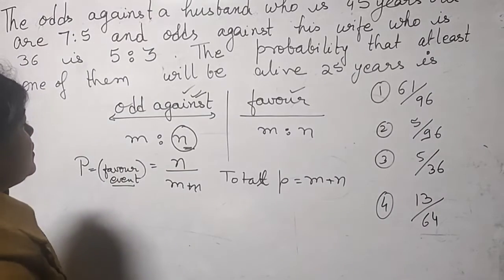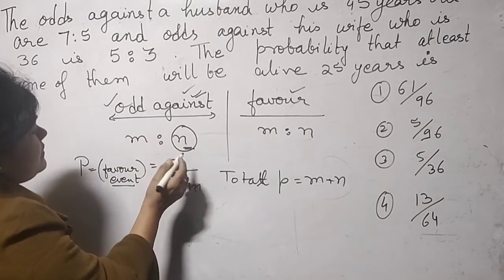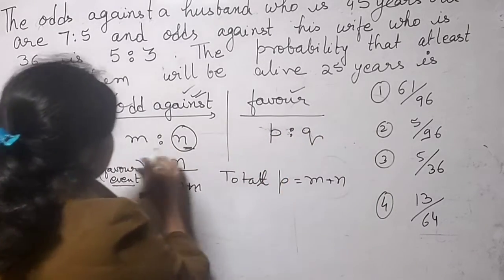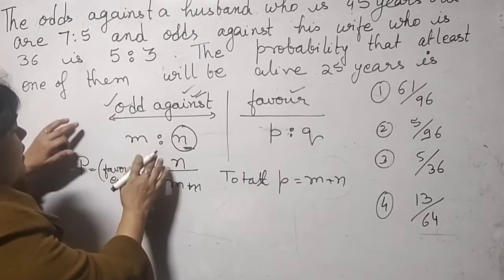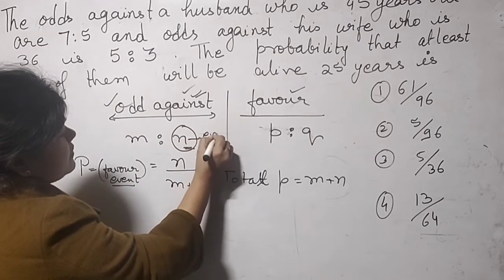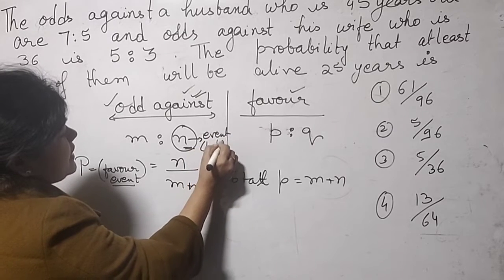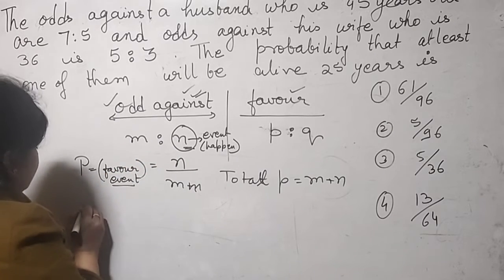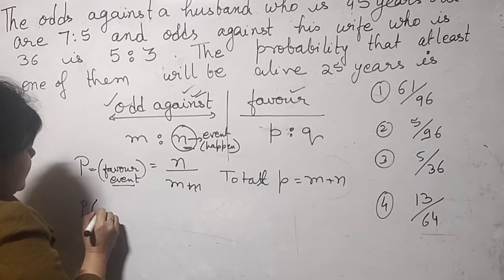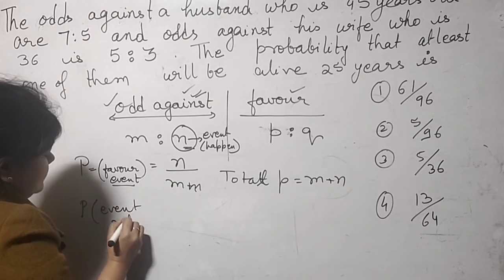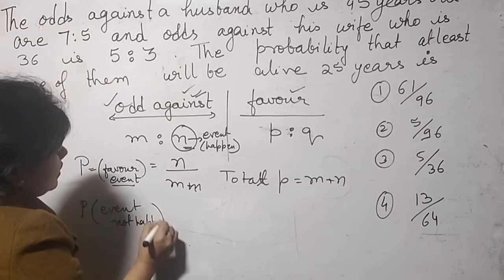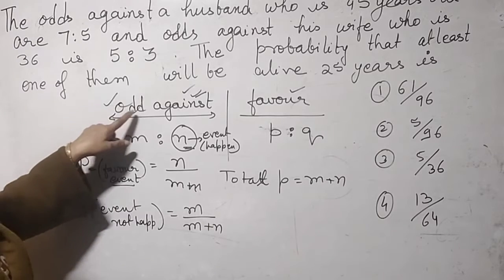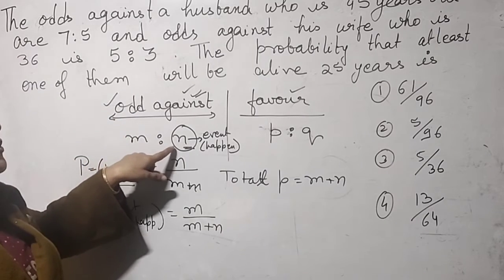So when it is given as against, for example I will take it as p is to q. Now, for this case, odds against are given, so the probability of the event happening, that means the event can be completed, is n over m plus n, and the probability when the event is not happening is m over m plus n.